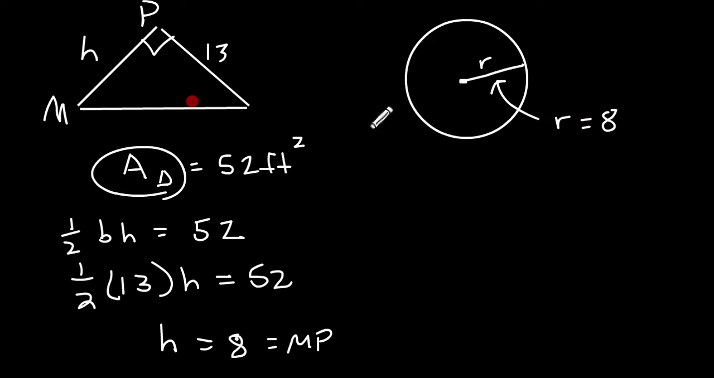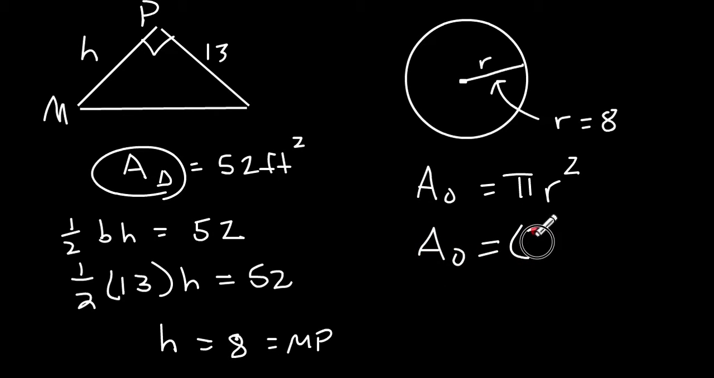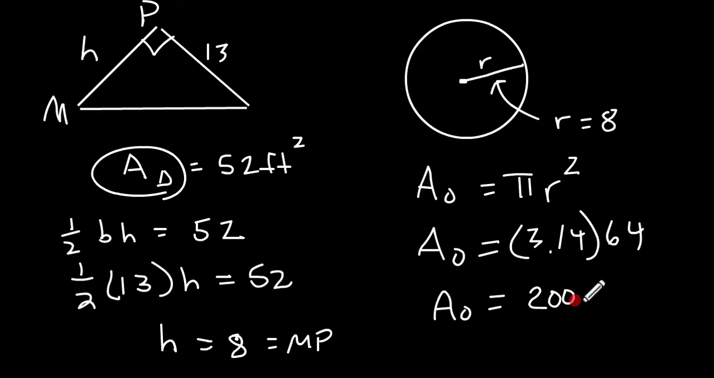It's MP. So we're going to do area of a circle is pi r squared. So we put in the 8, so the area of the circle is 3.14 times 8 squared, which is 64. We pop that all into our calculator and we get our final answer of 200.96. And it's going to be feet, I do believe, feet squared. There we go. All right, so that's that one.